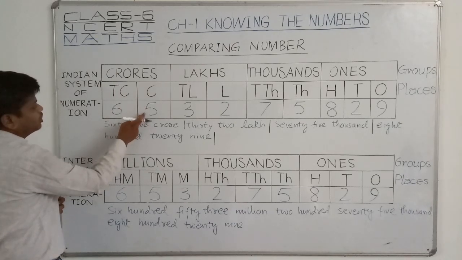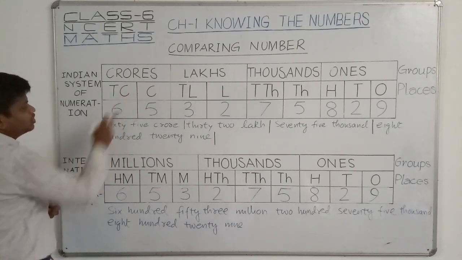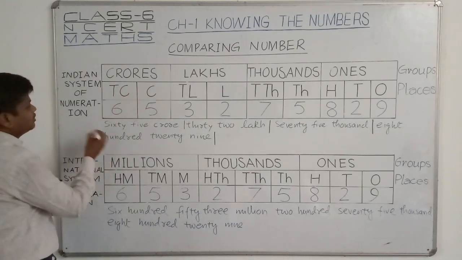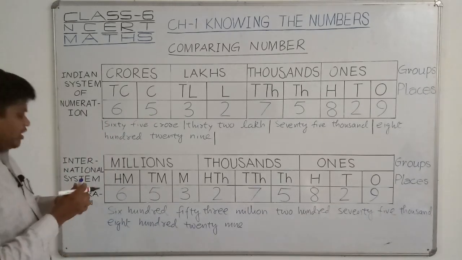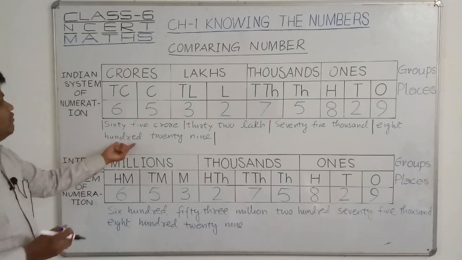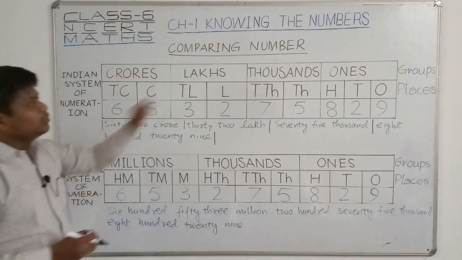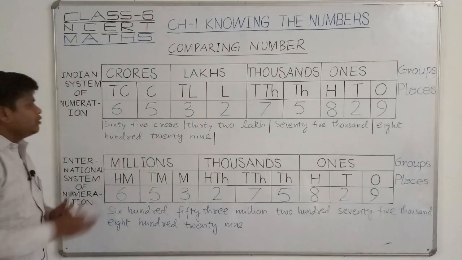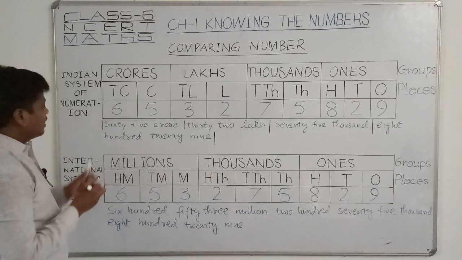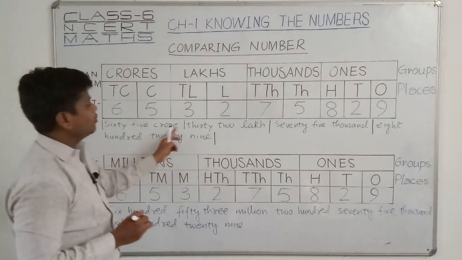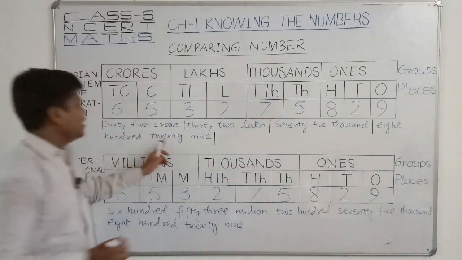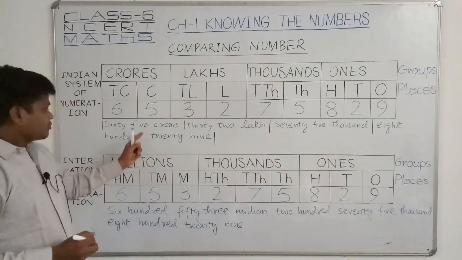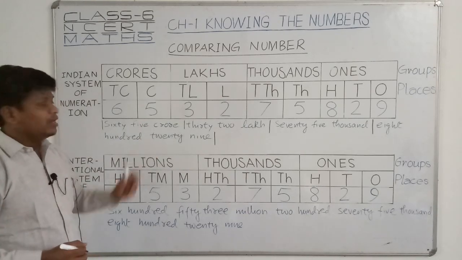So on the position of crore there is 5 and on the position of 10 crore there is 6. So this is the reason 65 crore, right? So we can see that whenever we write the numeration of the number, we can also prepare the group according to this table, right? So in this way simply we can see that this number is 65 crore 32 lakh 75,829, right? So this is the numeration of the number.